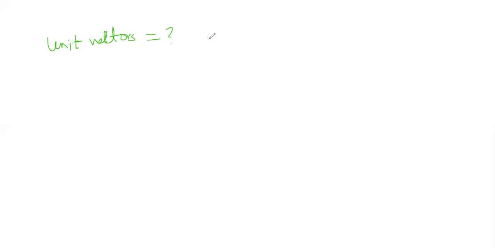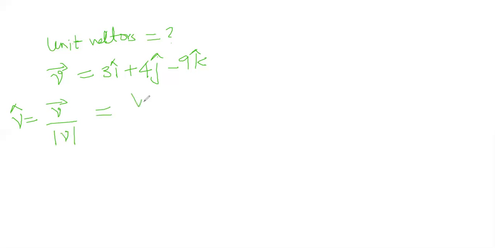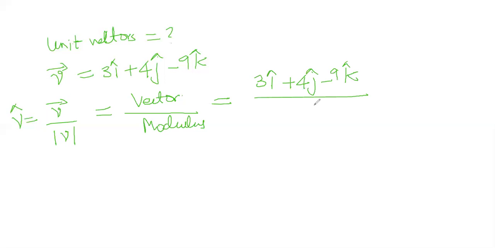Just now we wrote a vector, no? Tell me that vector once again. It is 3 i cap plus 4 j cap minus 9 k cap. Okay, this was the vector. Now the question is to find the unit vector. They'll write it like this, V cap. What is unit vector V cap? It is given by simply V bar divided by its magnitude, that is, its modulus. So if I write that now, what will I get? 3 i cap plus 4 j cap minus 9 k cap, as it is, divided by root 106.